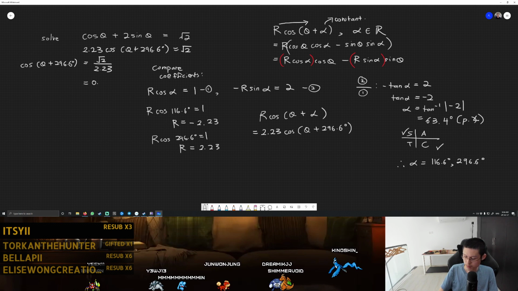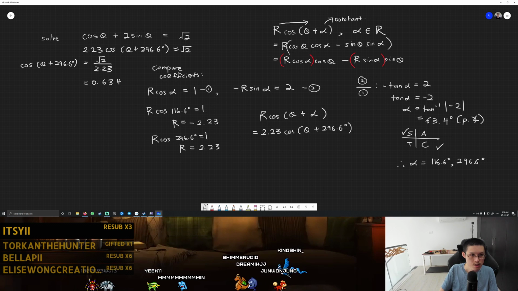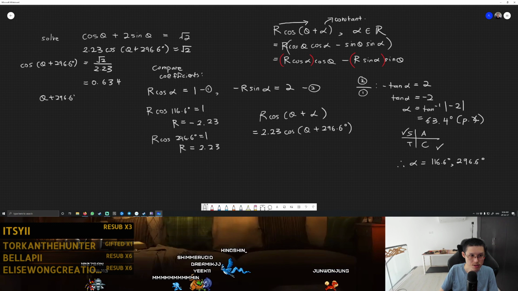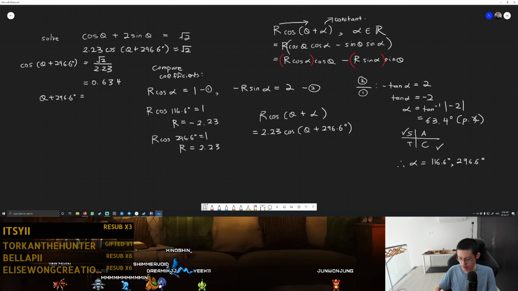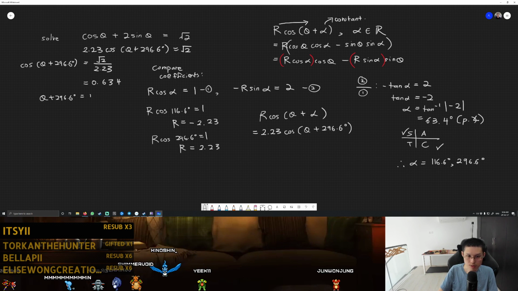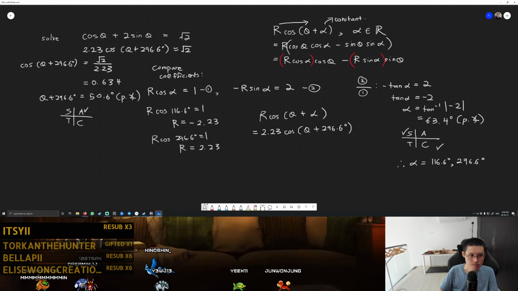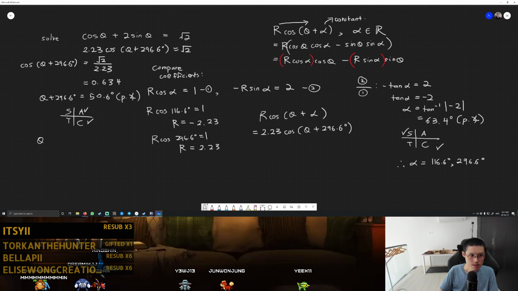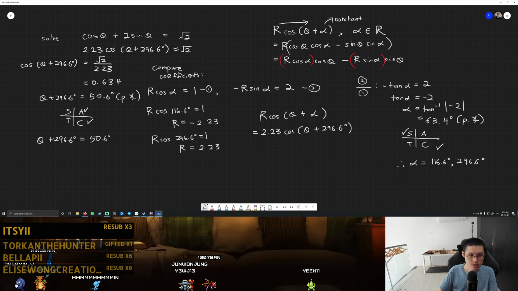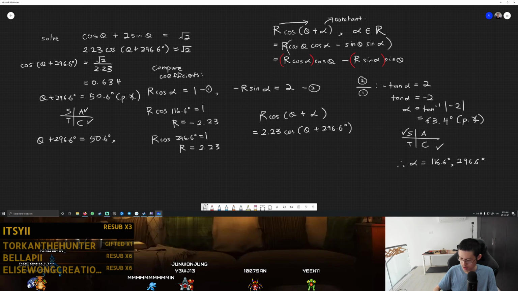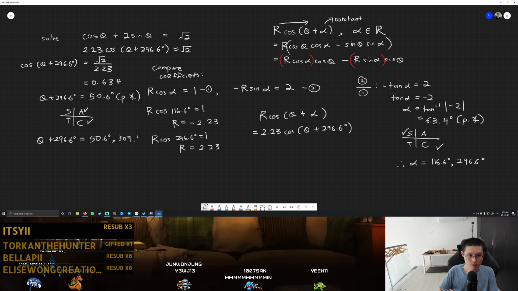Which would give you 0.634. So theta plus 296.6 is going to give you a cos of that, which will give you 50.6 degrees. This is your principal angle. So looking at your CAST diagram, you want to pick this one and this one because it's cos. Okay, so we have 50.6 degrees and 360 minus that, which gives me 309.4 degrees.